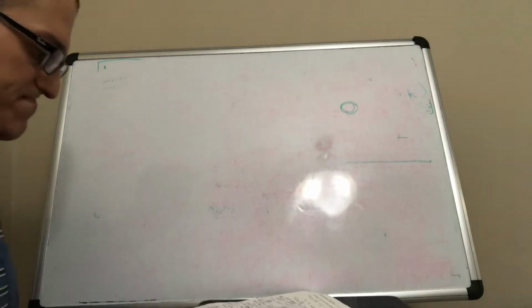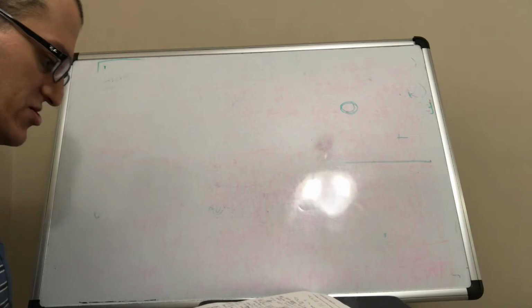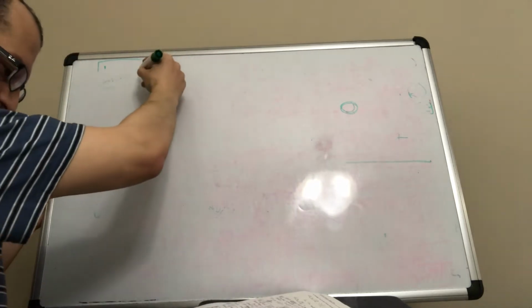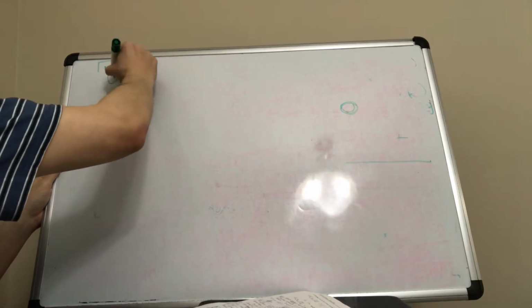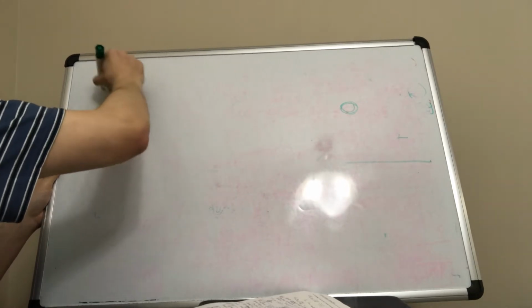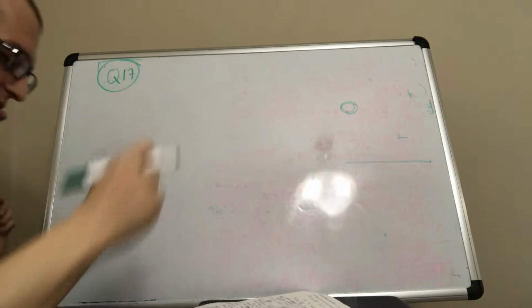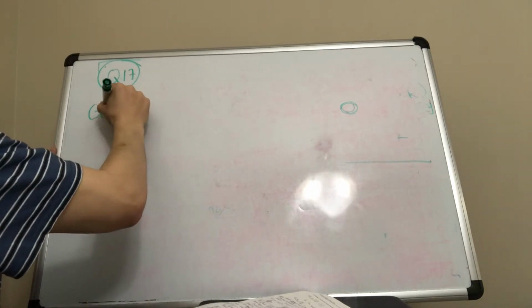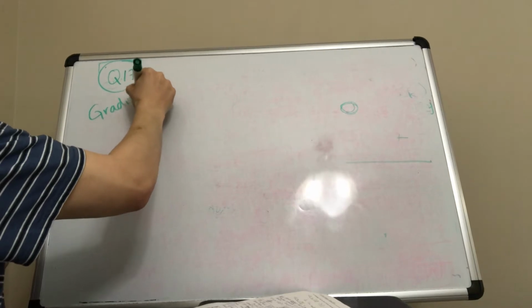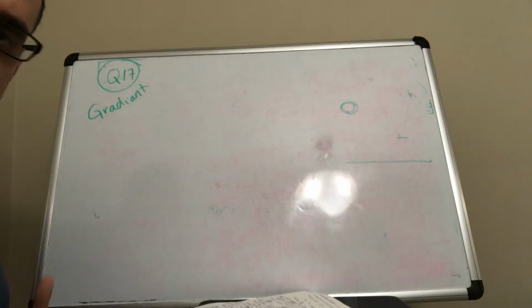Okay, from the worksheet, question 17. Question 17 is about something called gradient. There will be a question on this definitely.